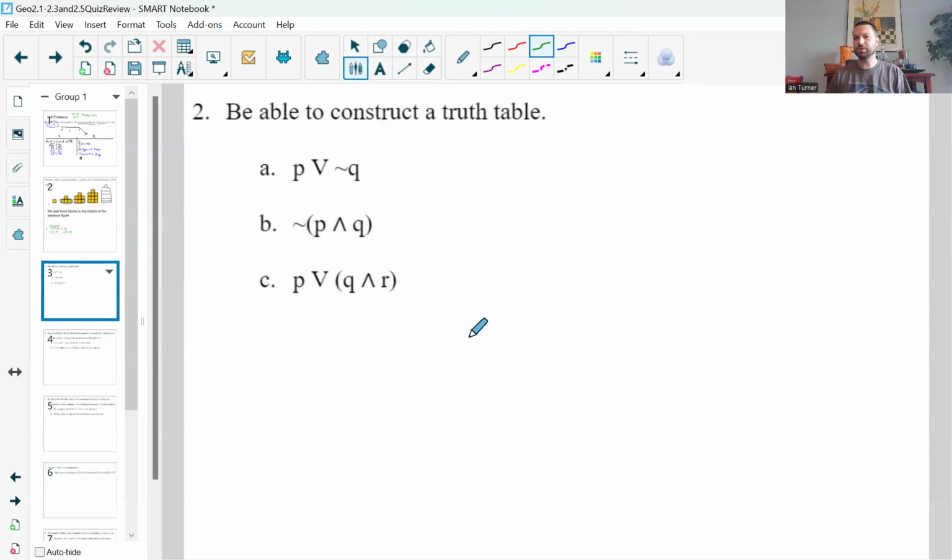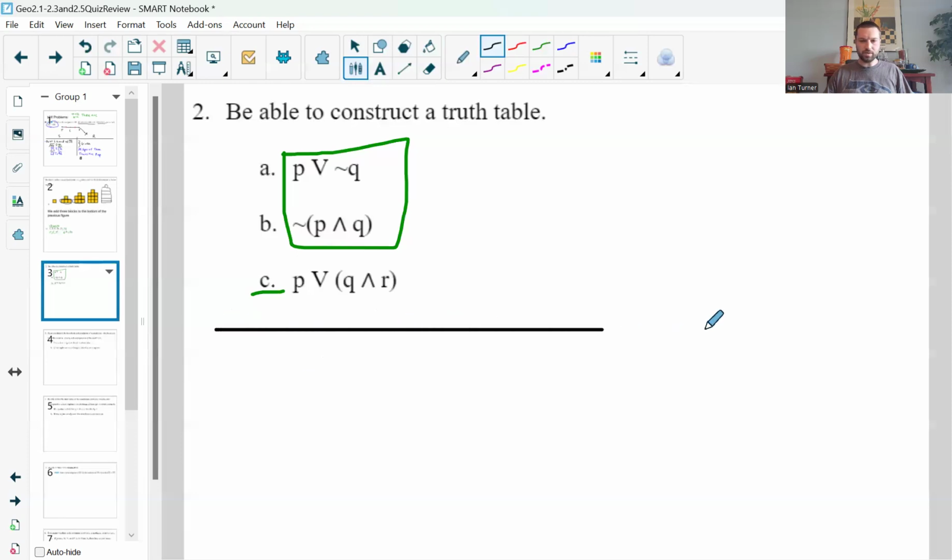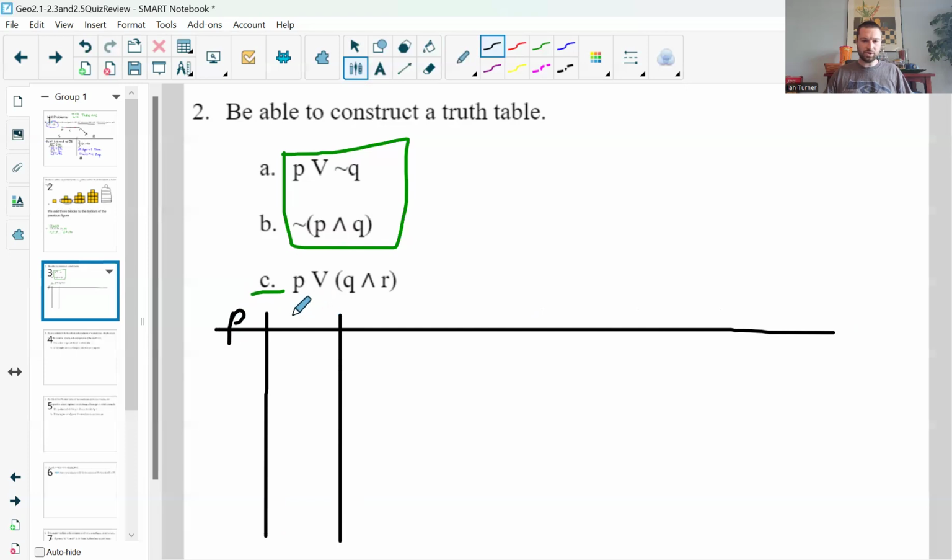Now I put three different truth tables on here. Feel free to practice on these two, and then if you want, you could practice those on your own. But of course, the one on the quiz is going to be a three-statement truth table. Let's go ahead and make our columns here. And we got P and Q and R.